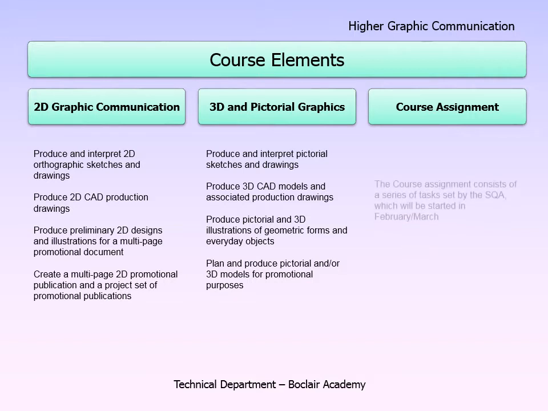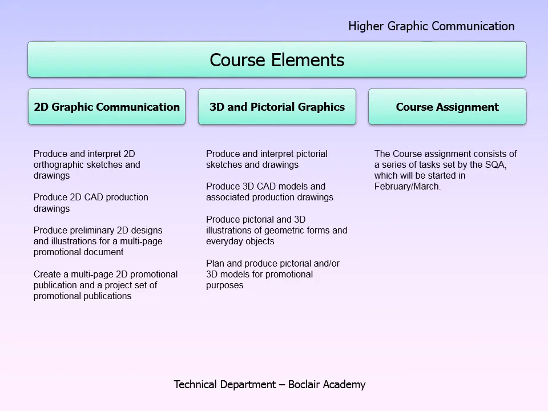The third element is a course assignment. Course assignment, very similar to what you did at National 5. The course assignment consists of a series of tasks set by the SQA, which will be started in February or March next year.